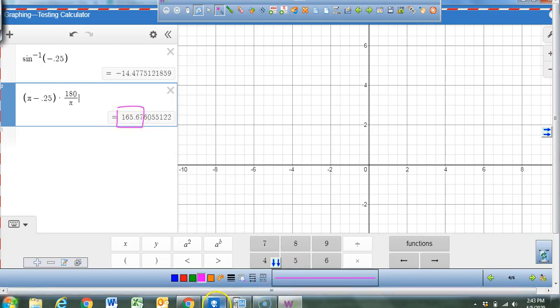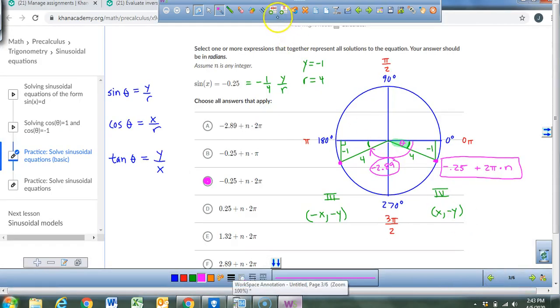A positive 166, let me go back to our problem. A positive 166 degrees would start here and you would end up right over here. But a negative 166, or a negative 2.89 radians, will end us right there.